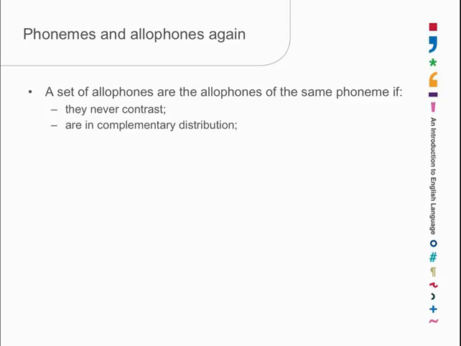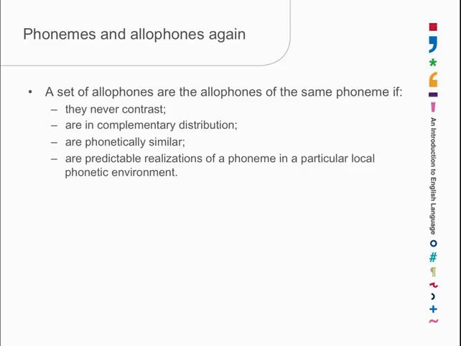And thirdly, they have to be phonetically similar. We saw that H and Ng can't be allophones of the same phoneme because they're not similar enough. Nobody who is a speaker of English would say that when they hear a Ng, it's actually a version of H. What that means in summary is that they're predictable realizations of a phoneme. We have a phoneme in the language, and we can predict that in a particular environment, in a word, this is the allophone that will turn up.